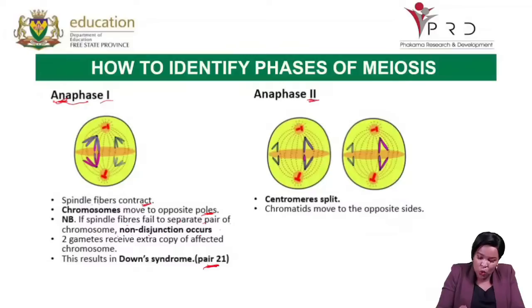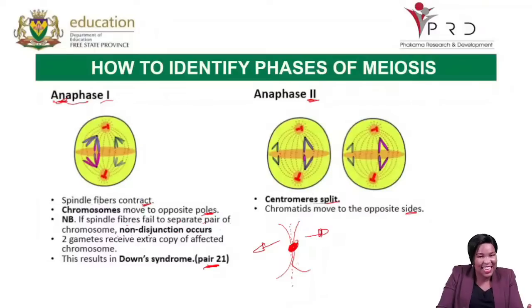Then in anaphase 2, what do you see? The centromere is going to split. Then when the centromere splits, remember, let's follow. What is the centromere? The centromere is this part. Remember, that is joining the 2 chromatids together to form a chromosome. So they say here it is going to split. So when it splits, chromatids are going to move to the opposite sides or to the opposite poles.